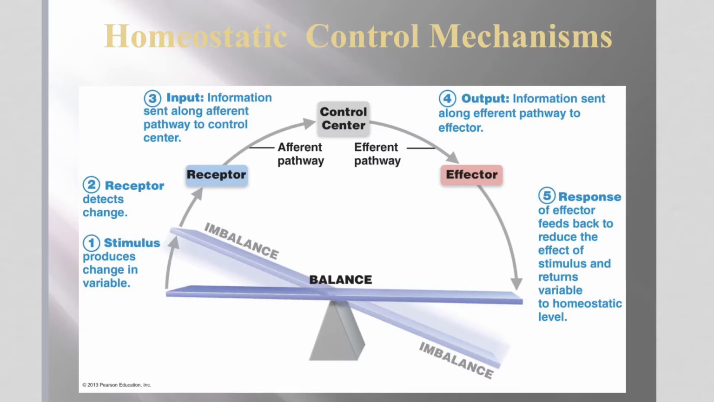So every organ system plays a role in maintaining homeostasis. Homeostasis is defined as the ability to maintain a stable internal environment even when the external environment is changing.